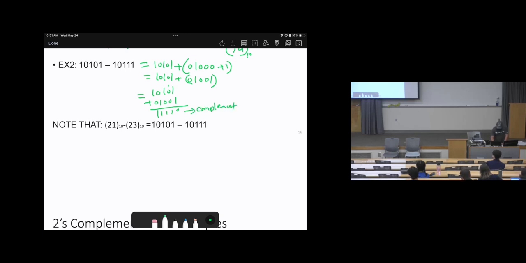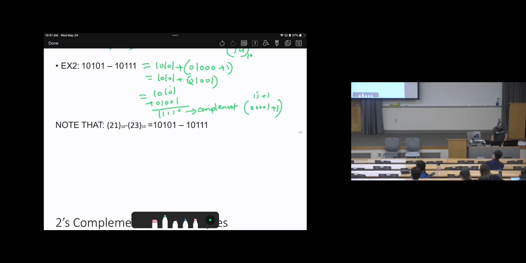When you do the complement, it will be 00001 plus 1, because it is the 1's complement plus 1. So it will be 00010. And don't forget to put the negative sign. This is in case you need to calculate it as a negative number. So this is equivalent, when you convert it to decimal, to negative 2. And that's what we have: 21 minus 23, negative 2.